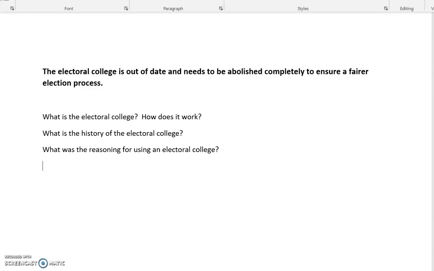But next, we need to answer what U.S. elections were unfair. Specifically presidential elections. Which U.S. presidential elections were unfair? And further, how was the unfairness caused by the Electoral College? All right, so let me talk about this for a minute.